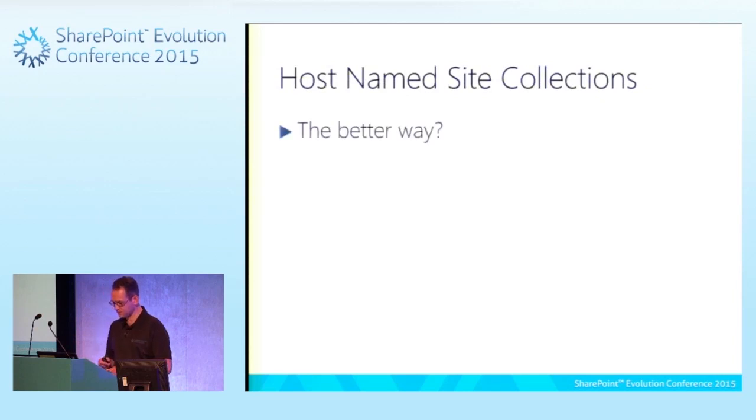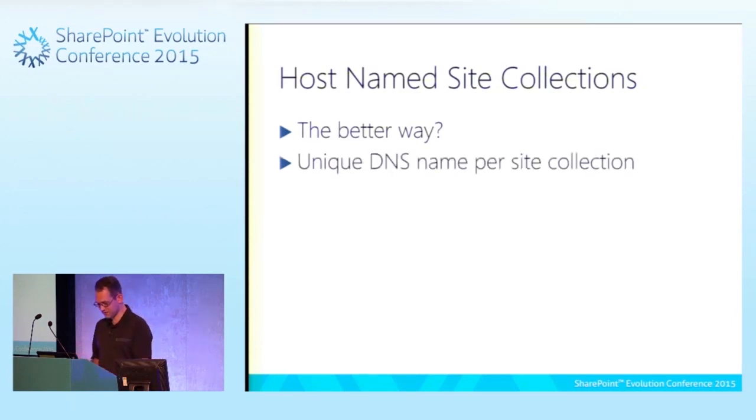Hostname site collections, well, the better way, like I said, it depends. I think it's very flexible, but some people really hate it. The basic principle is that you have a unique DNS name for every site collection, and those names can be completely different. So it could be www.microsoft.com, www.combinedknowledge.com, all in the same web application. They don't have to have the same domain root.